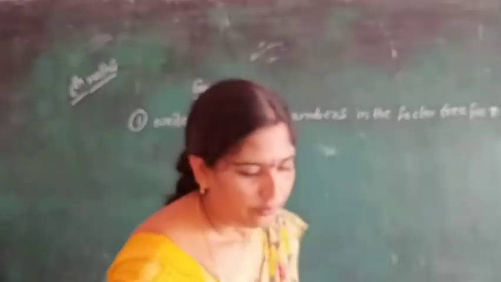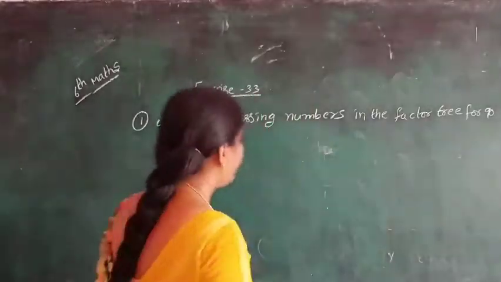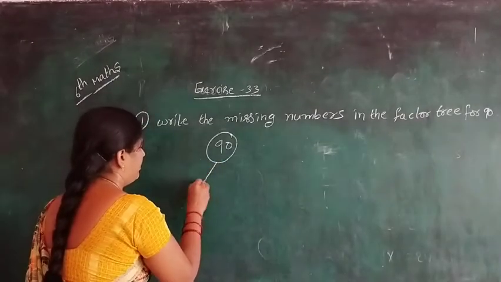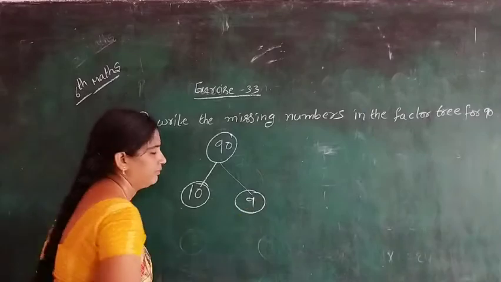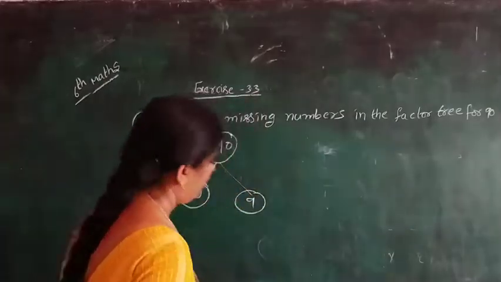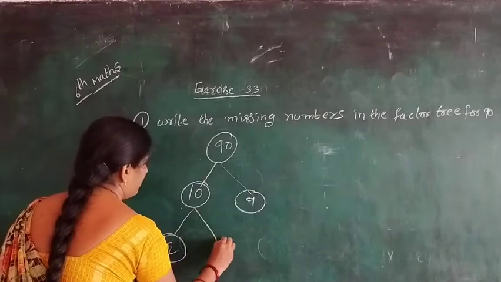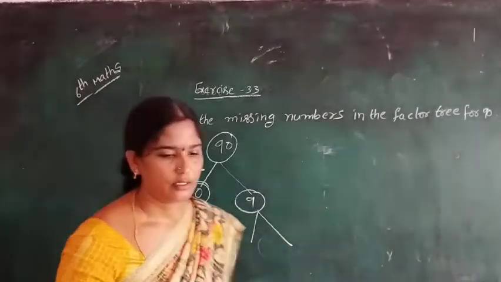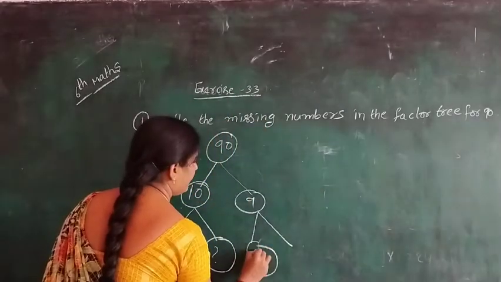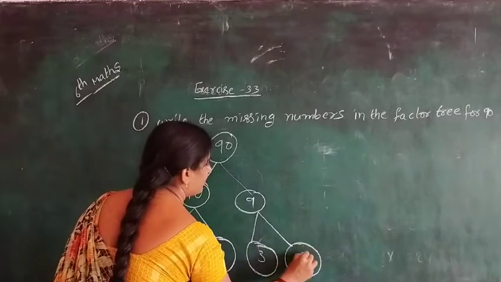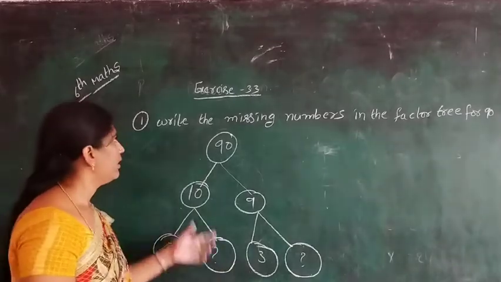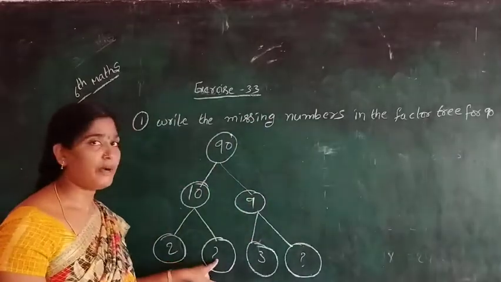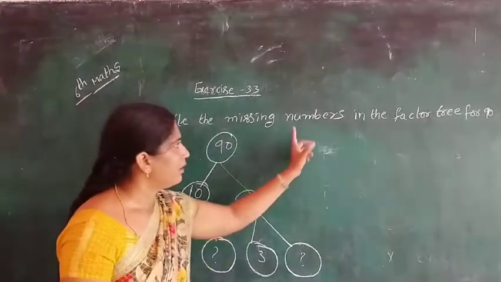Okay, we can see the first one, 90, using the factor tree method. Given 10 nines are 90. First problem, 10 nines are 90. 2 is given, one box and one circle are question marks, and 9 is also given, 3 is there, another is a question mark. We can fill the boxes and circles using the factor tree method. Write the missing numbers in the factor tree.